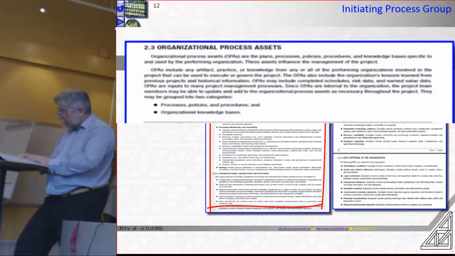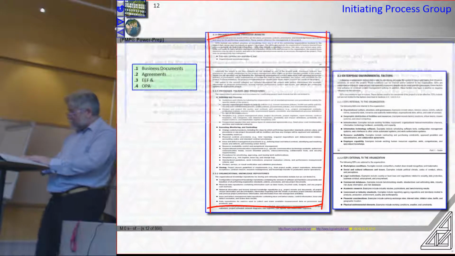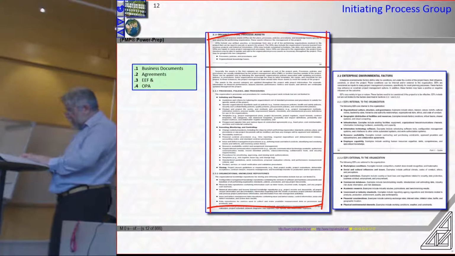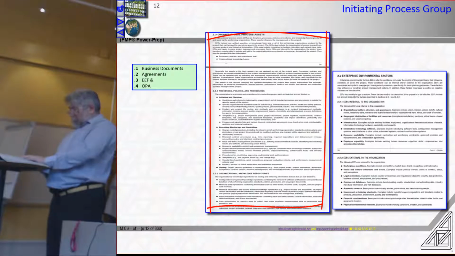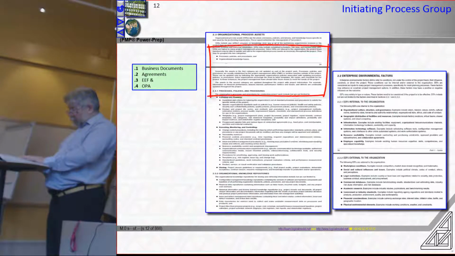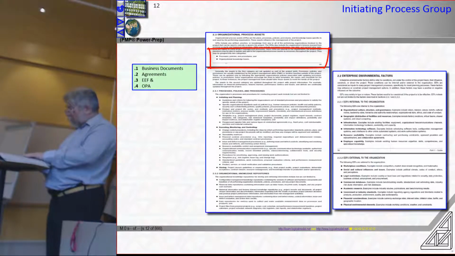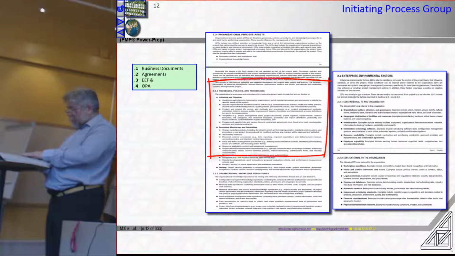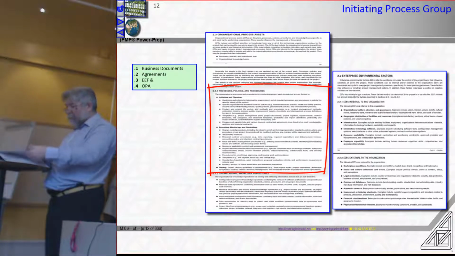Organisational process assets is plans, process, policies, procedures, knowledge bases specific to the organisation. That's an interesting thing. Knowledge bases specific to the organisation. We're going to need to go over the page to see that. Before we do, we can see that they are grouped in two categories. So knowledge bases we'll see when we turn the page over. The other one we'll see when we turn the page over are processes, policies and procedures.